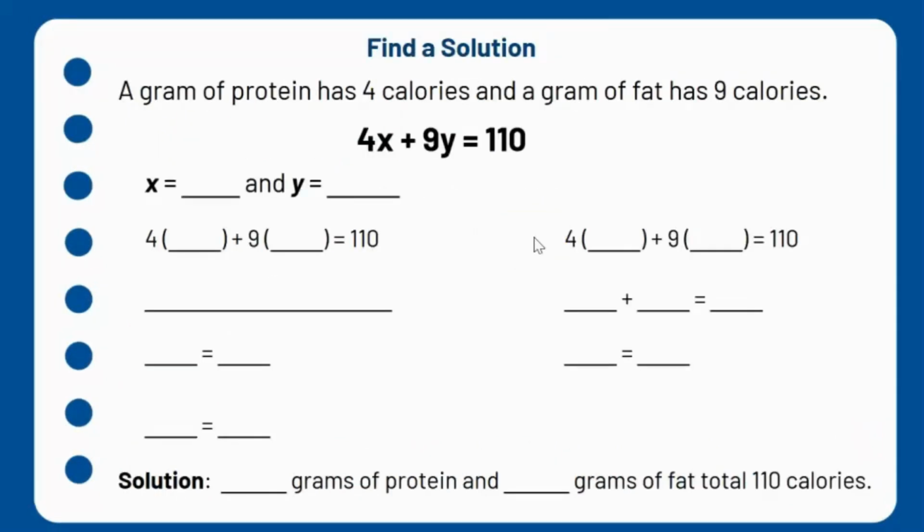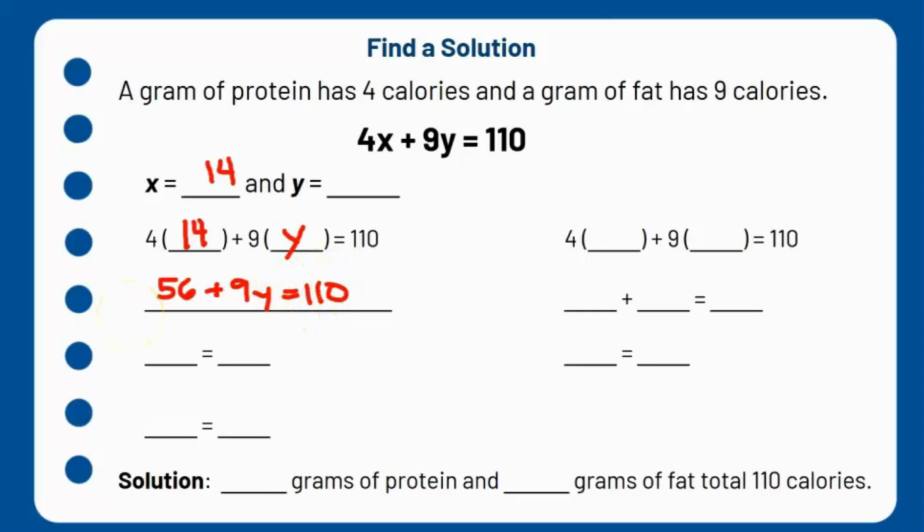We can start by choosing any value for x or y, and then solving for the other variable. Let's use 14 for the value of x, so we can solve for y. We can plug that into the equation. x is going to be 14, and we're still looking for y. Let's go ahead and simplify. 4 times 14 is 56. 56 plus 9y equals 110.